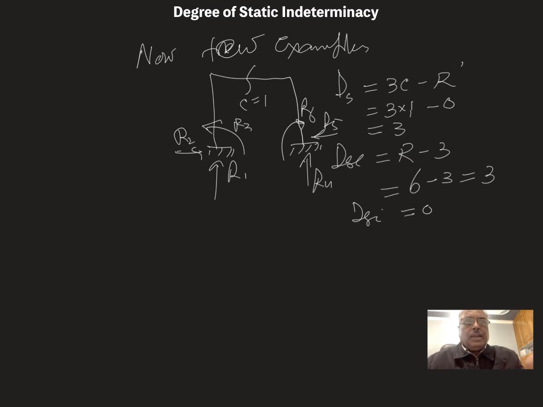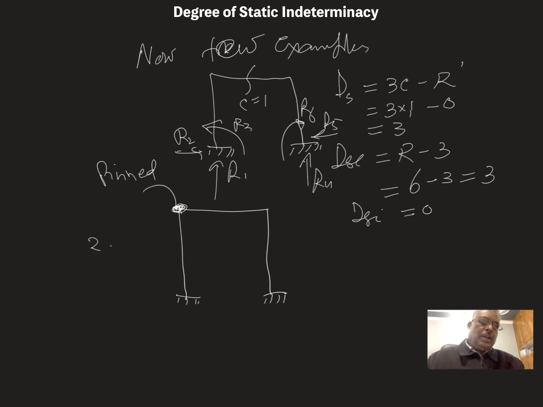In the same way I am taking another example. I am taking a two-bay single-storey frame, having, say, this joint pinned. Now I am going to find out the degree of static indeterminacy. Therefore I must make this joint rigid. Once I make it rigid, I have to introduce one moment. So restraint is 1.